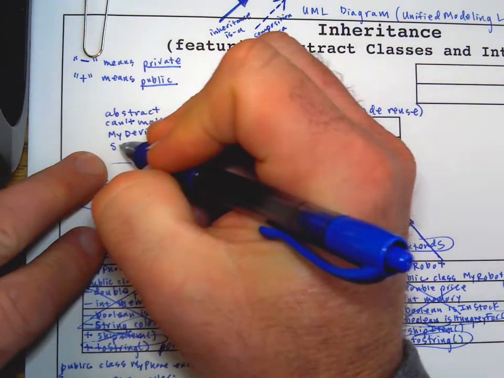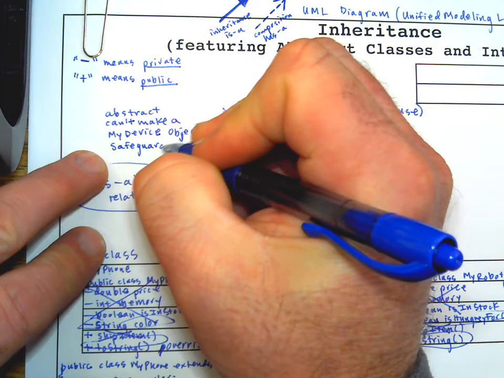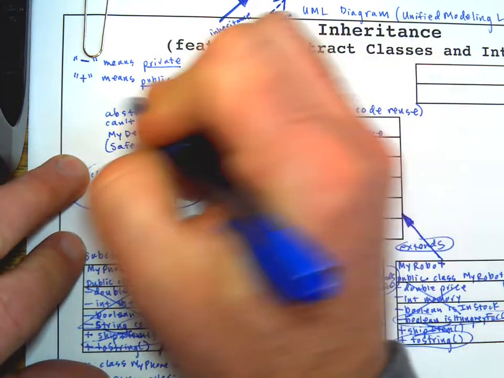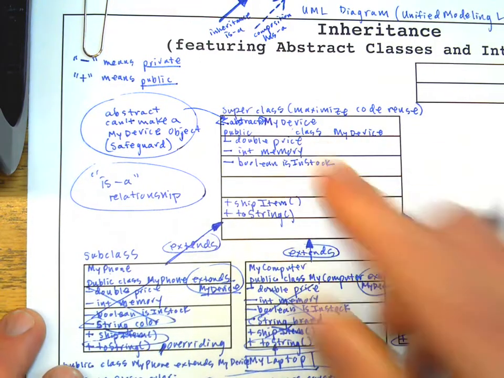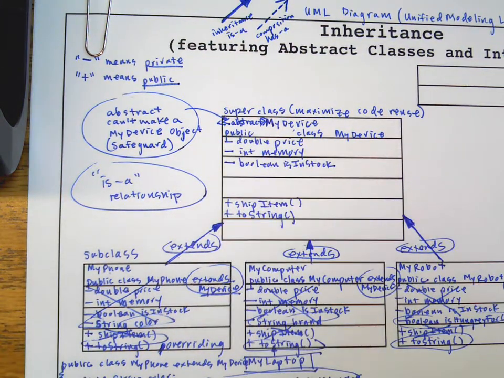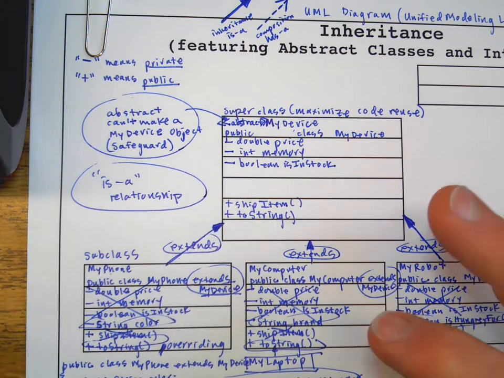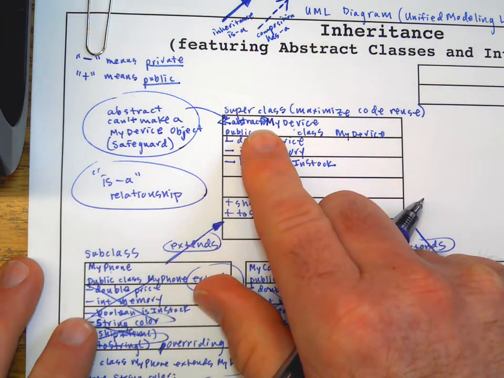I'm not saying this is always the case, but this is sort of a way of preventing it from happening. If we think that we don't want to ever really make just a my device, then we can make it abstract. Then it's called an abstract class. So go ahead and add that to your P5D code on your my device. Go ahead and make it abstract.